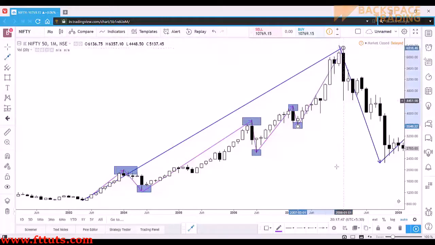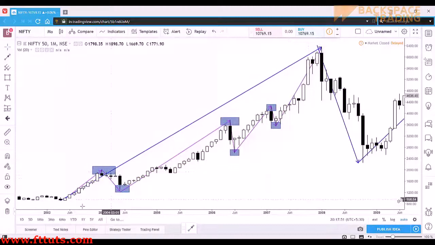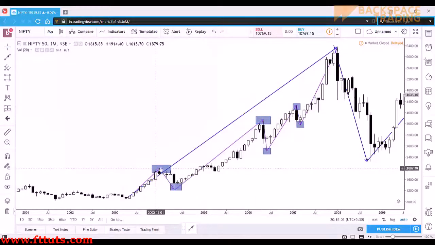People say trading is an art. Definitely, I would agree to that. Big wave, the blue one, and small purple waves inside the big wave. Just connect swing high, swing low, swing high, swing low, swing high, swing low. And even these are higher highs, higher low, higher highs, higher low, higher highs, higher low.